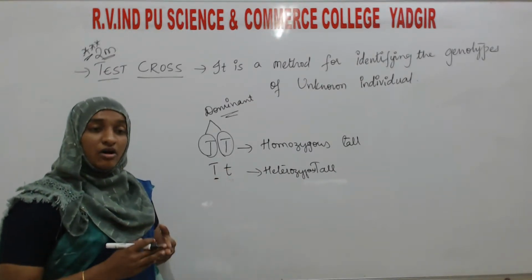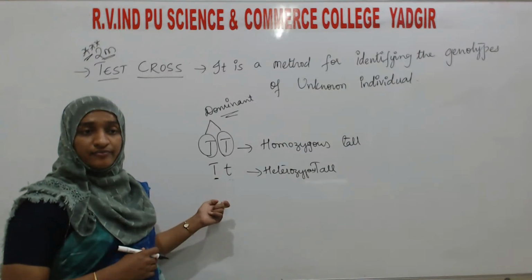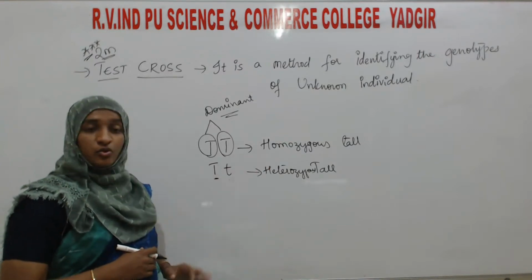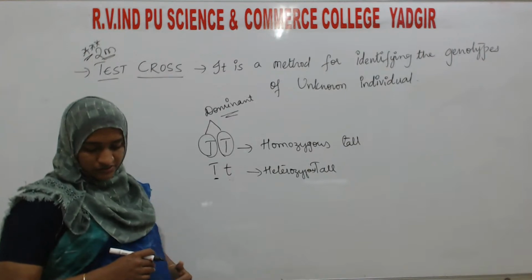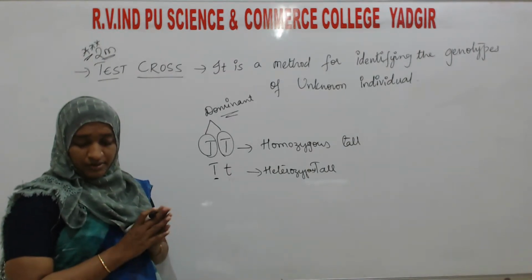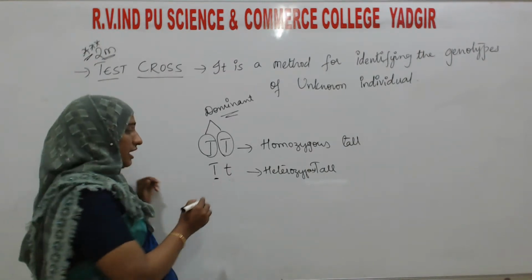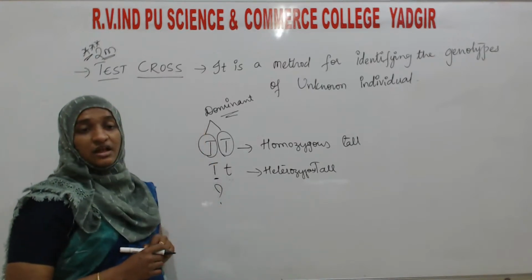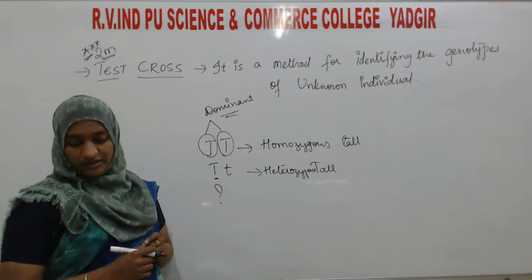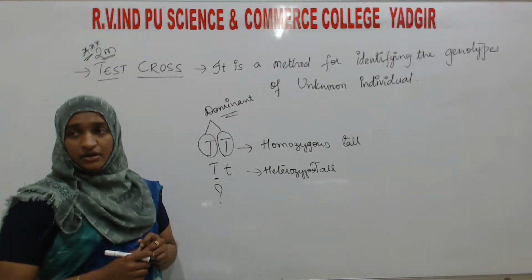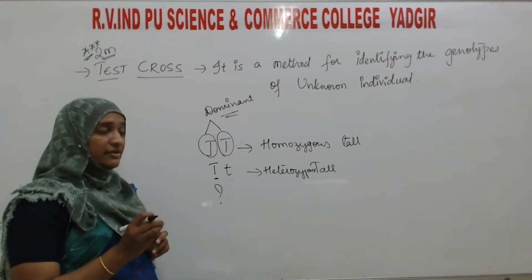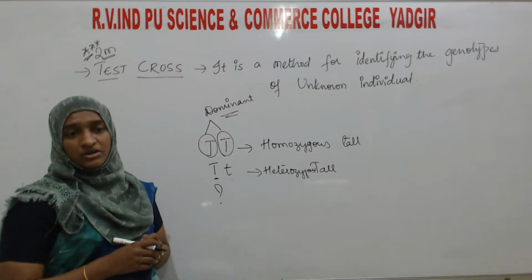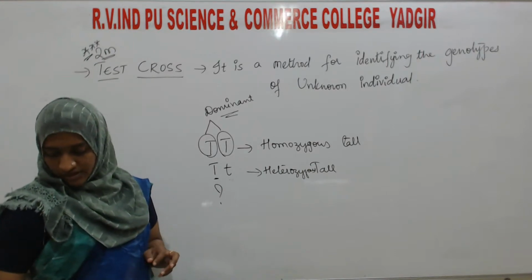Why are we not calling it dwarf? Why are we calling it only tall? Because Mendel developed a method for knowing the unknown individual. Mendel has developed a cross. That cross is known as the test cross, to identify the genotypes of unknown individual. So see here.